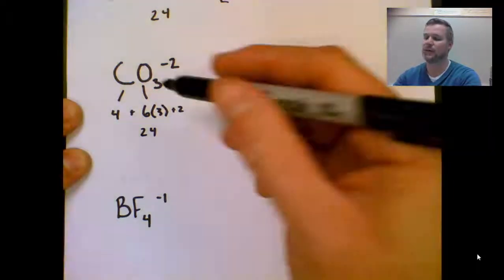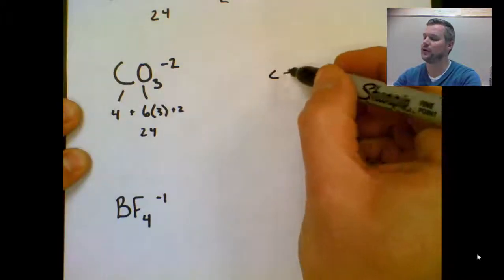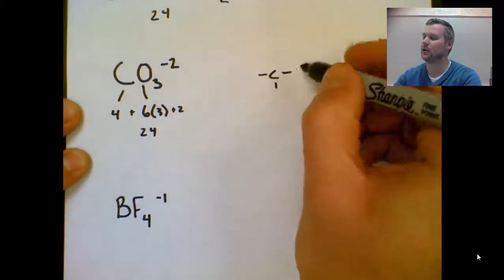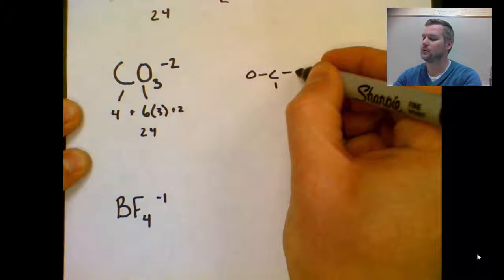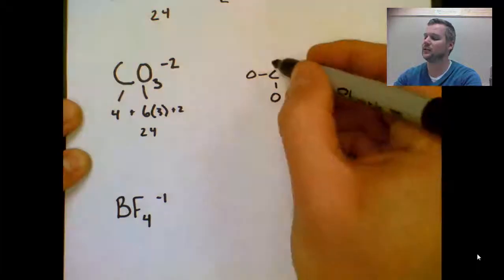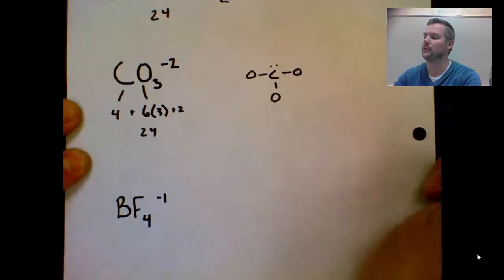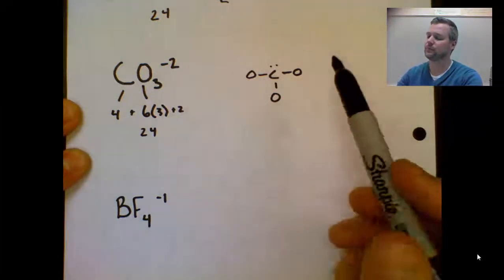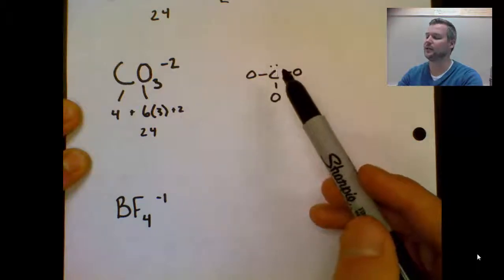C is in the middle. If you have carbon, choose it. It's also the furthest left, far away from fluorine. Attach your 3 oxygens. We've used 6 electrons. That's 18 left. 2 more to make our central atom happy. Then I have 16 electrons left.